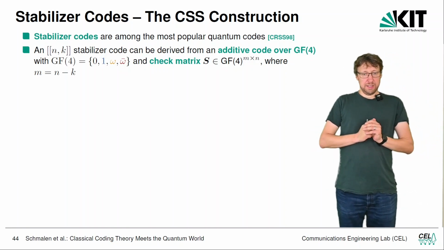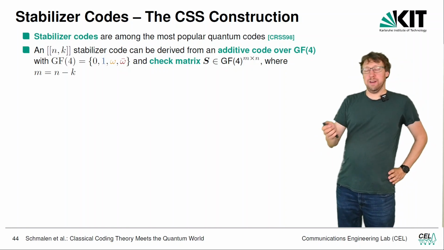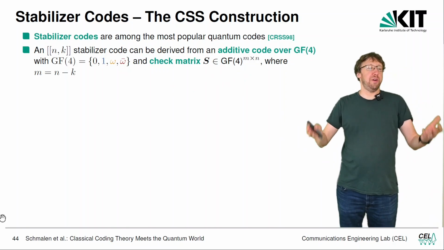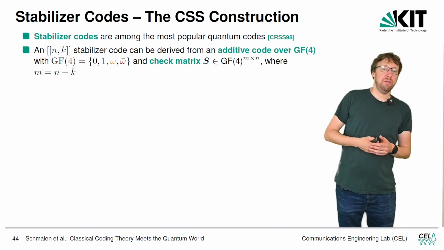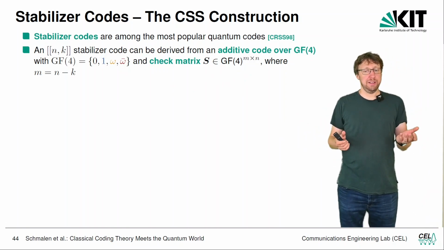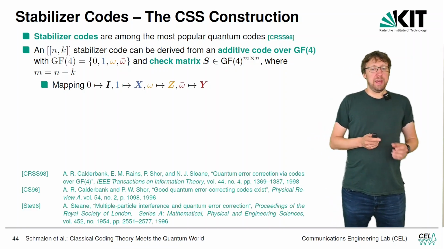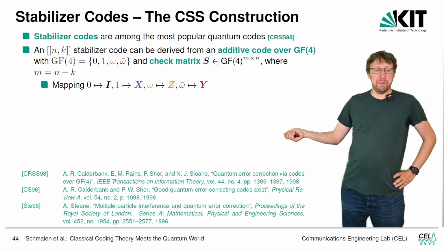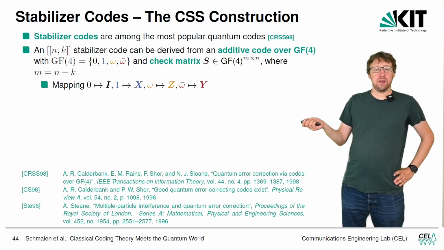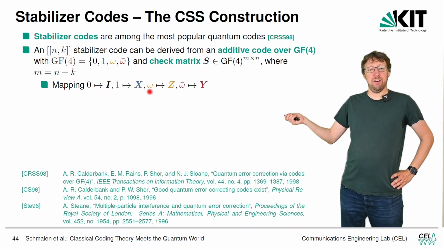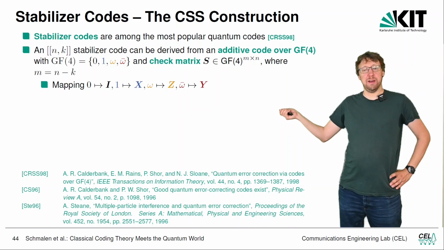Okay, so the stabilizer code is defined by a check matrix S from GF4, and essentially defines a system of equations that defines the code words. And we use a mapping where the elements of GF4 define the Pauli errors. So 0 is mapped to identity, 1 is mapped to Pauli X error, omega is mapped to Pauli Z error, omega bar to Pauli Y error.